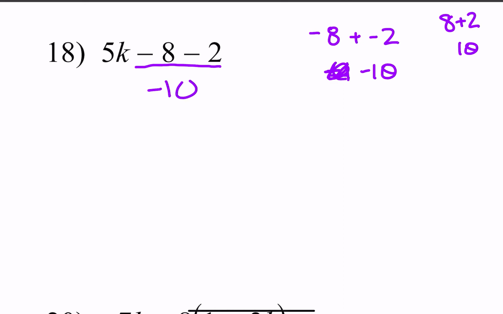So we get negative 10 here. We didn't fiddle with the 5k, so we leave that 5k by itself. And that's our final answer, is 5k minus 10.